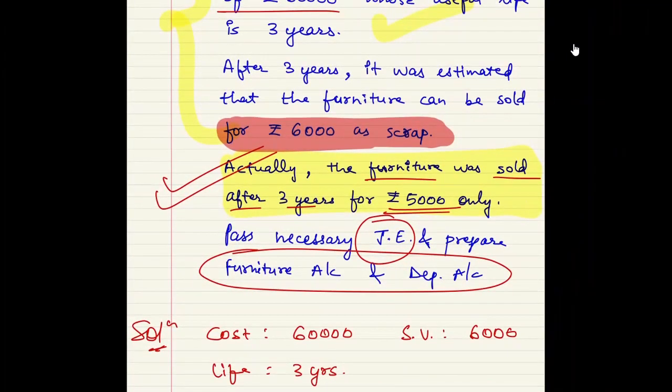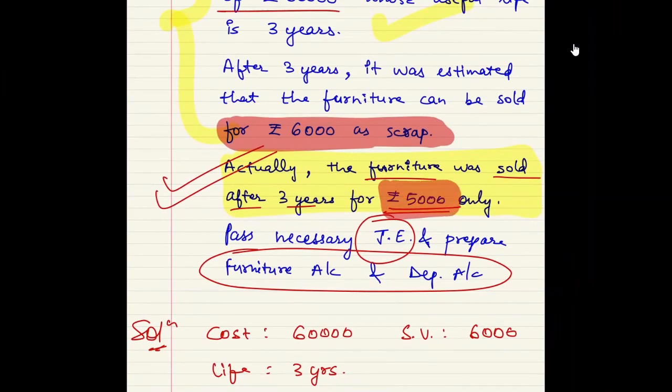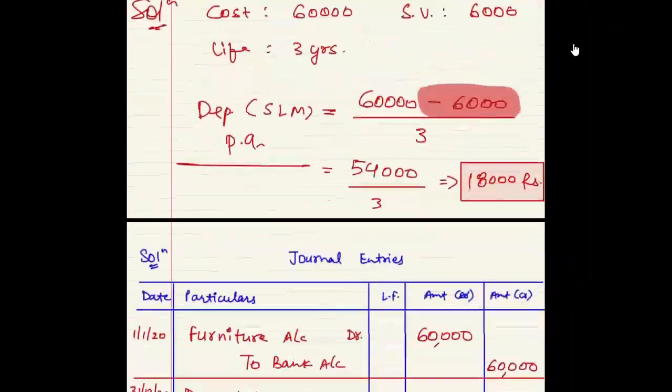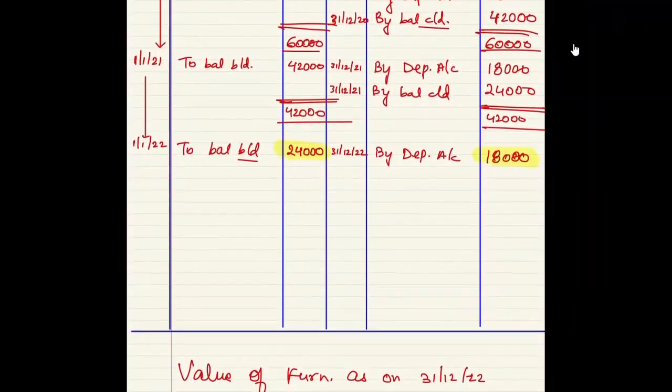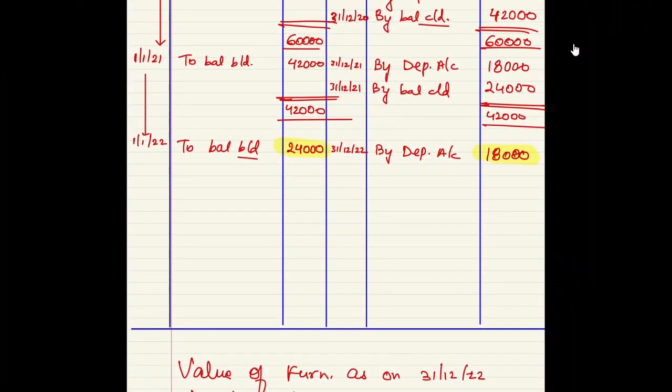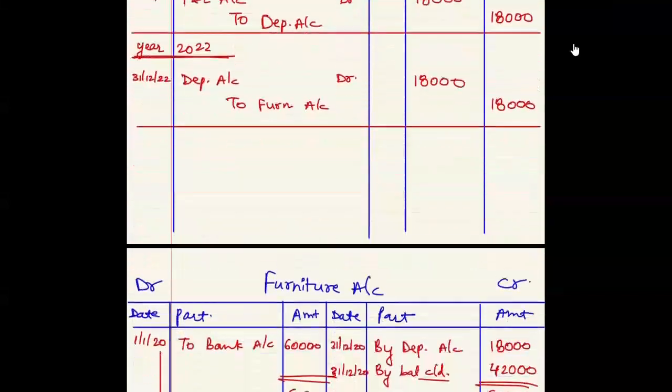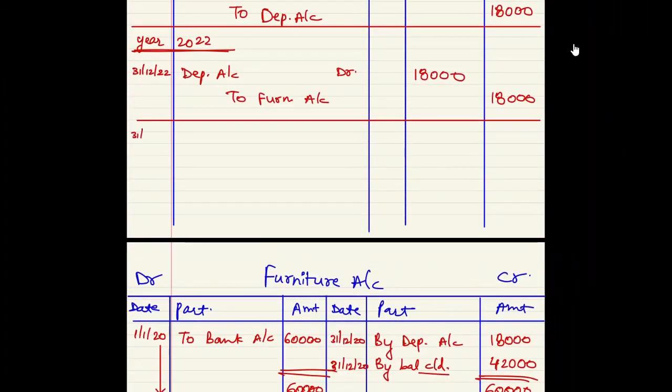In reality, this is sold for only 5,000. So there is a loss of 1,000. How are we going to identify the loss? Just look at your furniture account. From your furniture account, if I want to sell my asset, what general entry do I need to pass? It would be 31st of December 22.